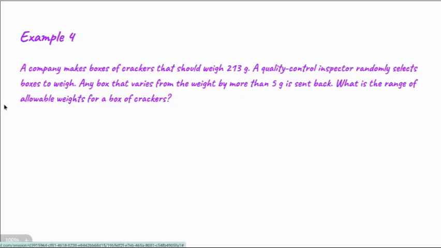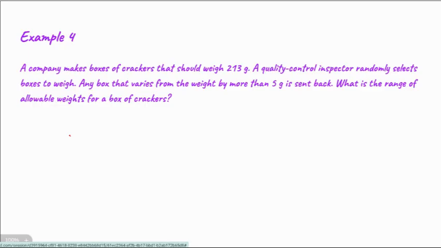So let's talk about a word problem really quickly. We have a company that makes boxes of crackers that should weigh 213 kilograms. A quality control inspector randomly selects boxes to weigh. Any box that varies from the weight by more than 5 kilograms is sent back. What is the range of allowable values?